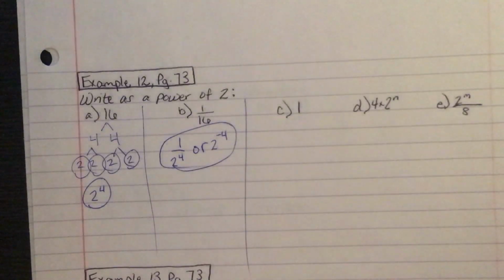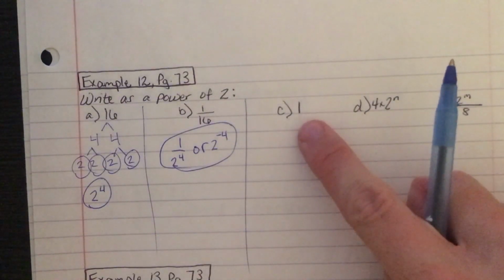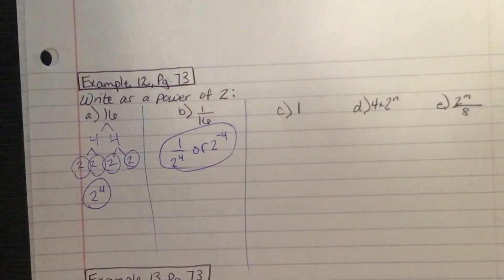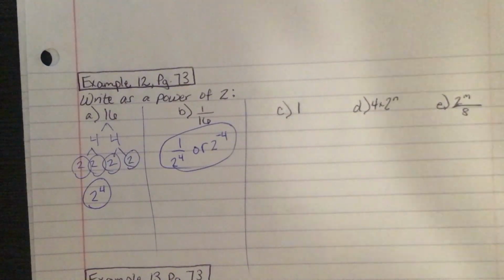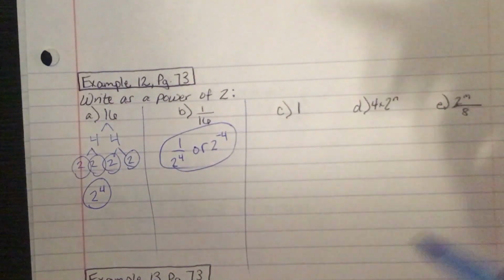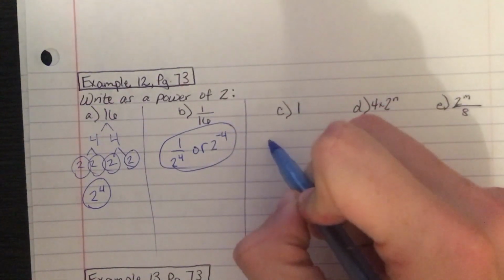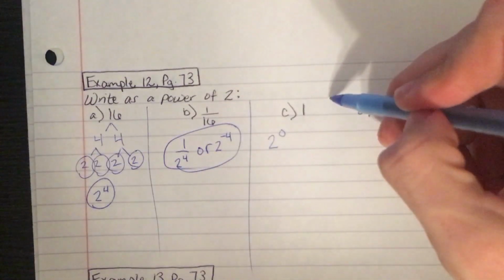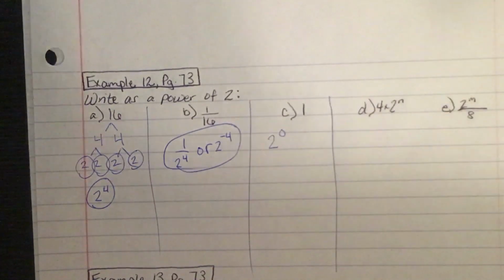So then this 1 right here, using those exponent properties, think to yourself real quick. How can I represent 1 as a power of 2? How do I get a power of 2 from 1? Well, the way that I get that is by having 2 to the 0 power. 2 to the 0 power will give you 1.